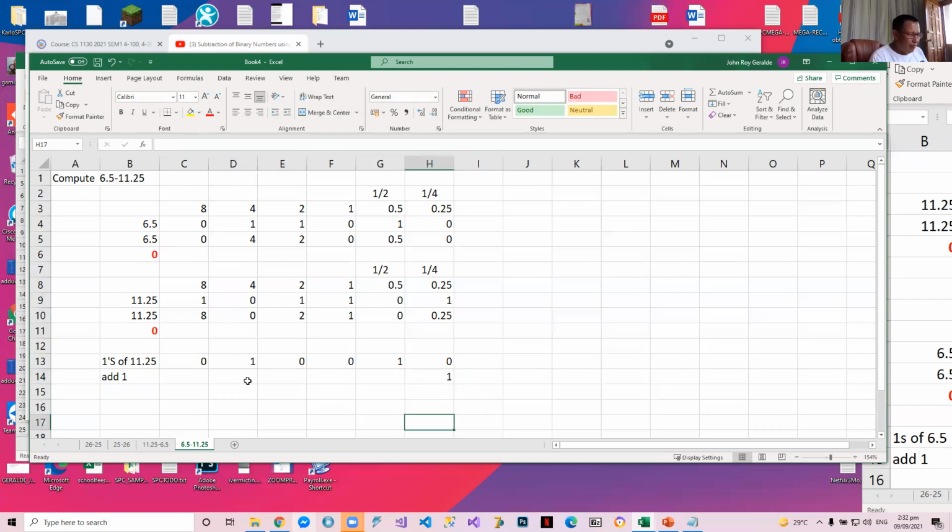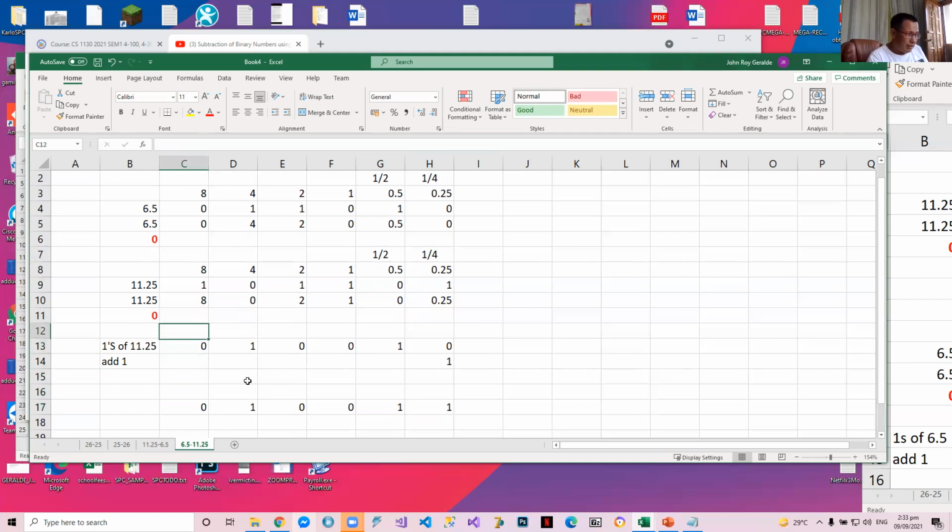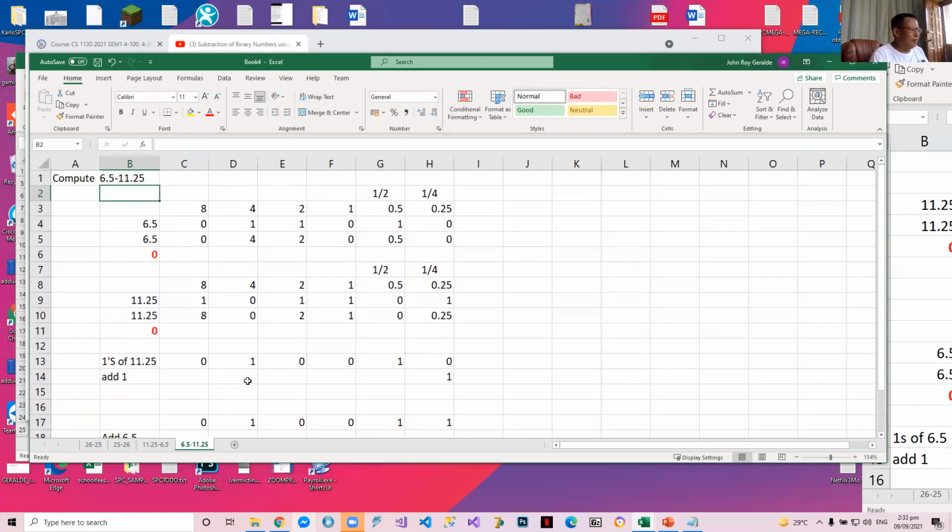0 plus 1, we'll allocate space. No? This is a 1. This is a 0, 0. This is a 1. This is a 0. Okay. We do not erase this 0. Okay. We do not erase this 0. Okay. Now we'll add 6.5. Okay. What's the 6.5 value?